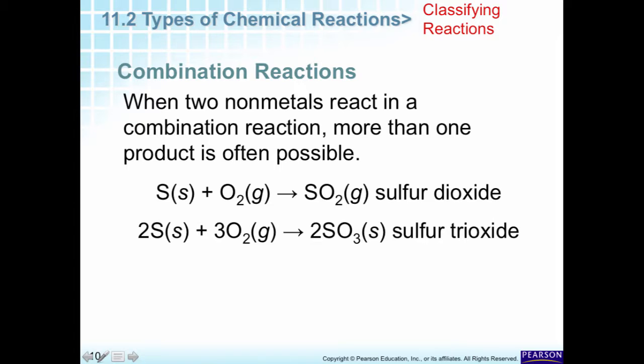So you can form different products sometimes when you synthesize things, and the conditions on which you make it and the quantities that you use may have a big role in which of the two you make, or you might make both of them in the same pot depending on the conditions.